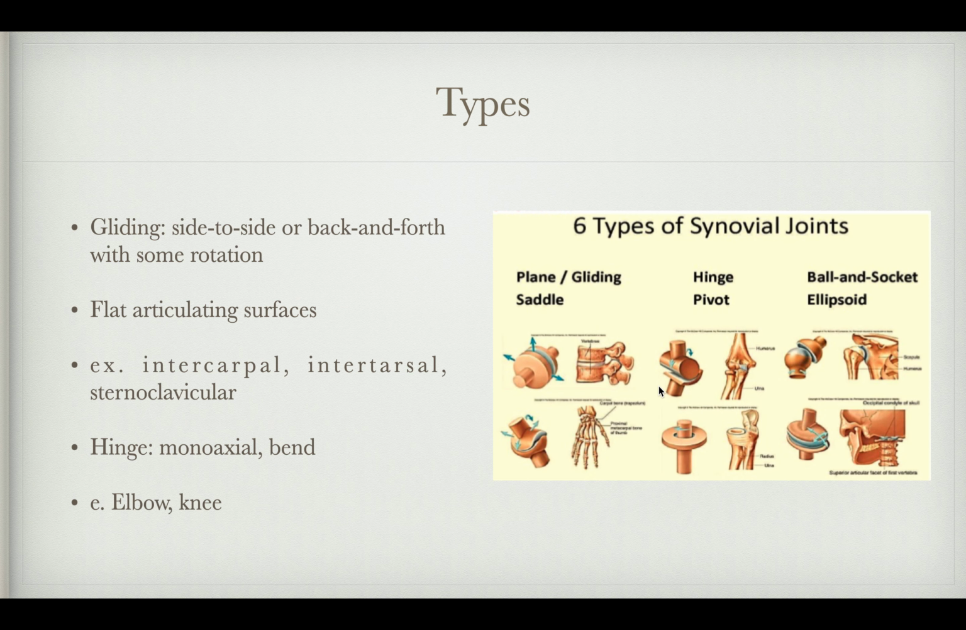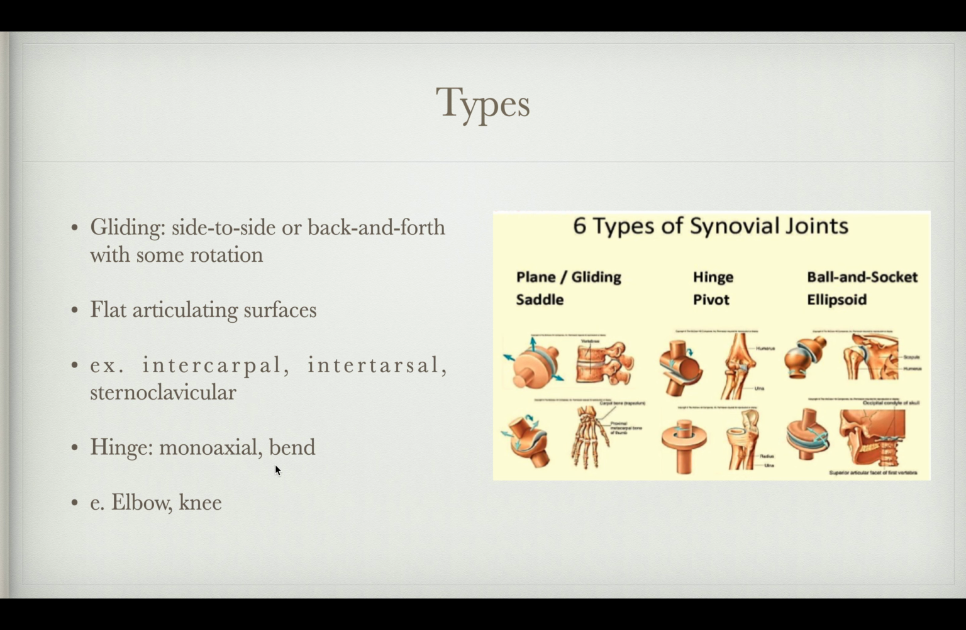Right, so the different types of synovial joints. There are six main categories. We'll go through all of them. The gliding joints only allow side-to-side or back and forth movement with a little bit of rotation. The articulating surfaces are flat, and they are found between the fingers, in the sternoclavicular area, and the joints between the vertebrae.